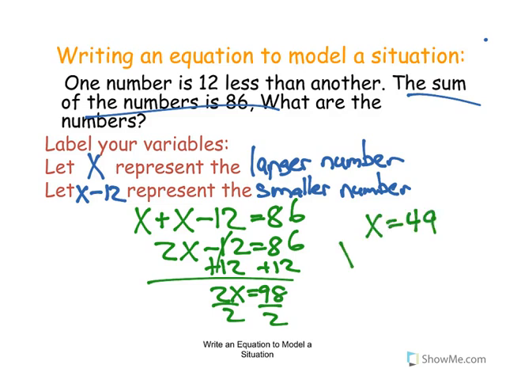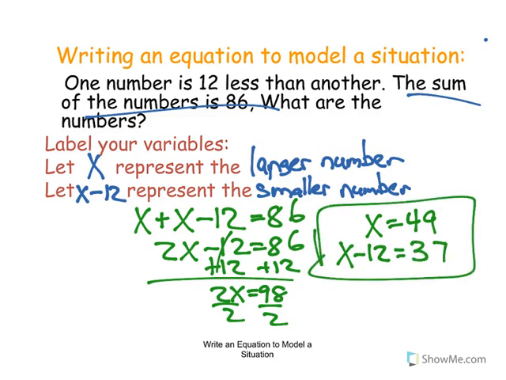And I need to find x minus 12. So x minus 12 is 49 minus 12, which is 37. And if I add 49 and 37, I get 86. So again, to answer the question, what are the numbers? We would say the numbers are 37 and 49.